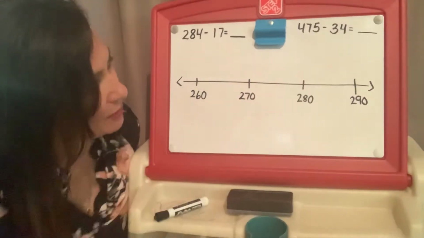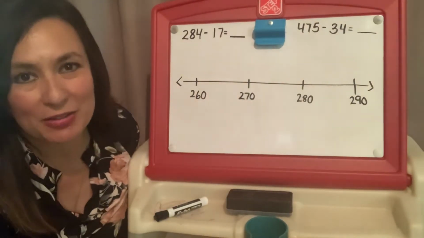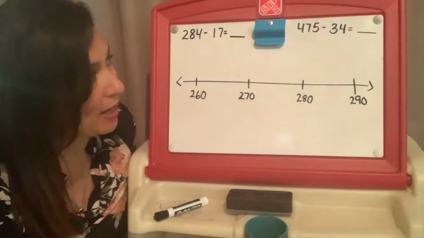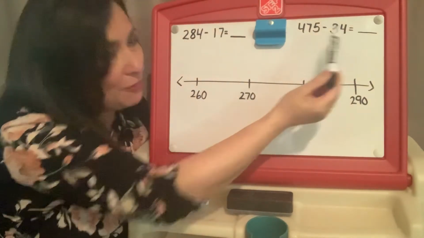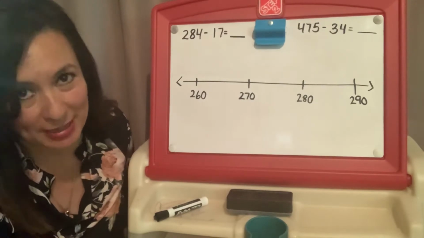When I look at the next equation we're going to work on, 475 subtract 34, I know I can do all of this subtraction. When I look at the ones place, I know I can do 5 subtract 4 and get 1, so there's no need to bridge to 10.